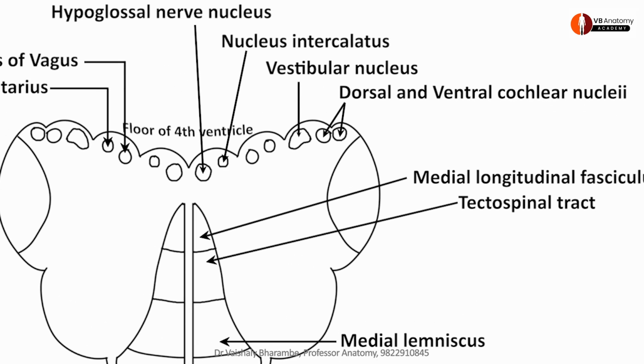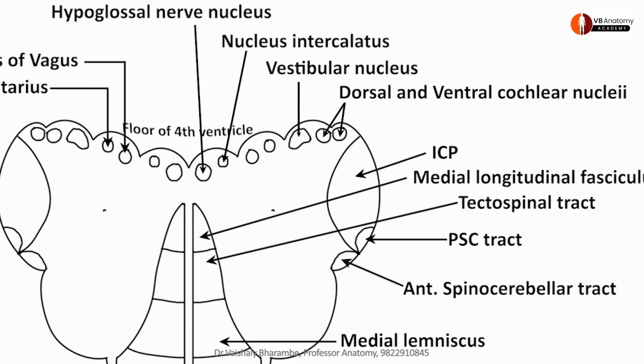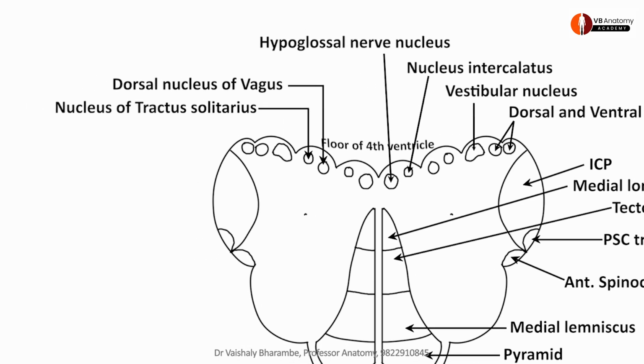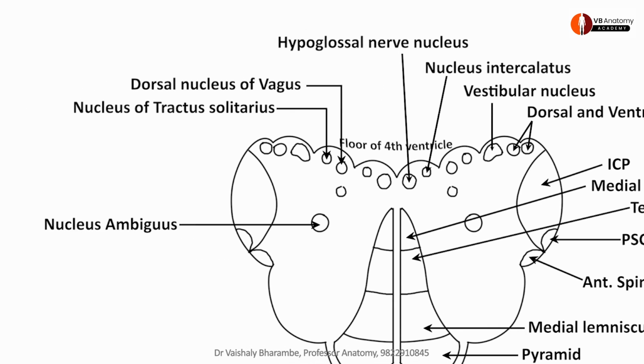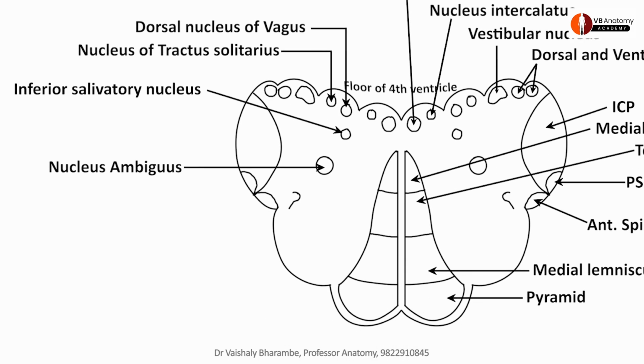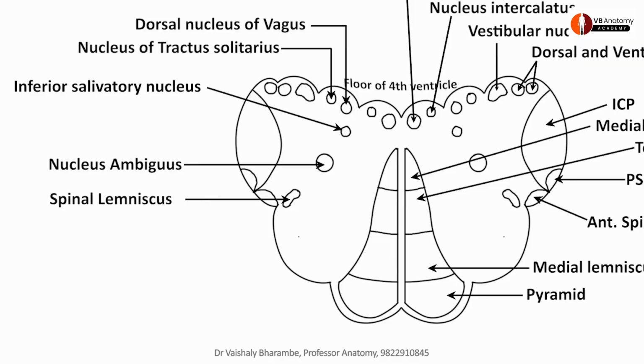Let's now draw this line indicating the inferior cerebellar peduncle, within which you will find the posterior spinocerebellar tract. Lying outside, refusing to go to cerebellum yet, is your anterior spinocerebellar tract. Let's now draw the nucleus ambiguus and behind it the inferior salivatory nucleus. Now here we are going to draw the spinal lemniscus.